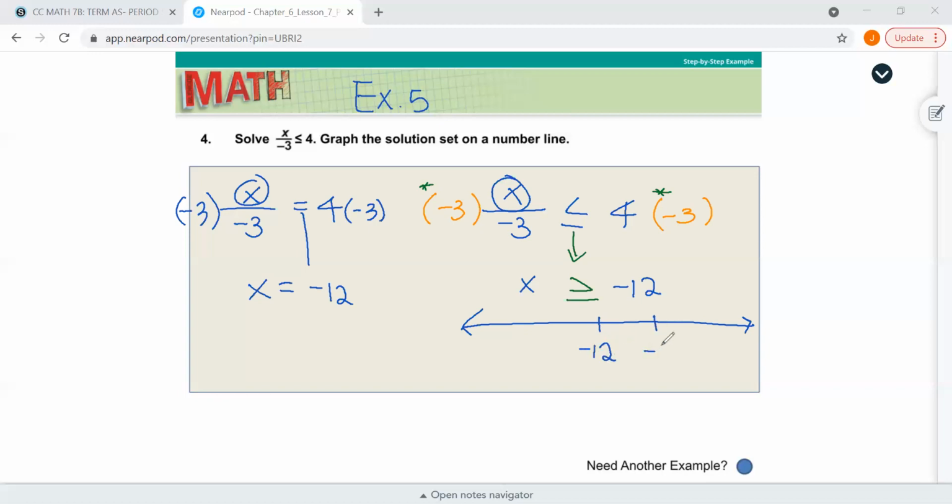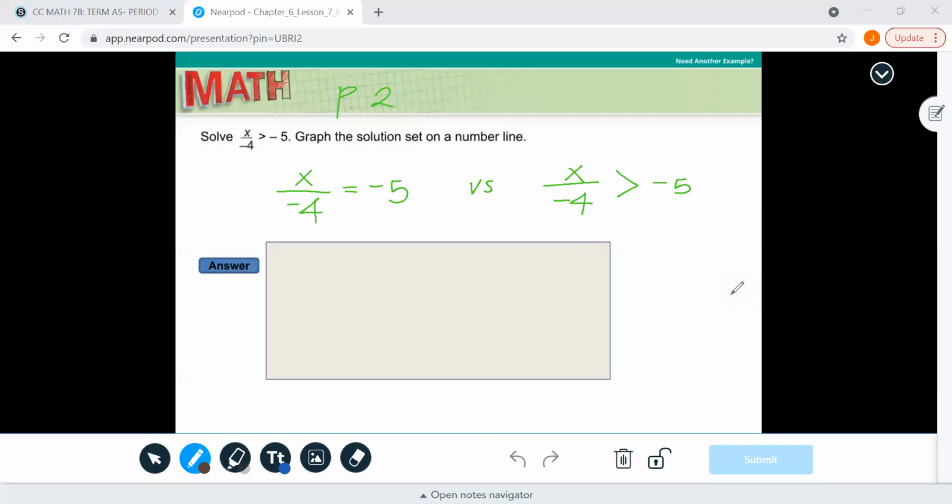-12, -11, -13. So we're going to bubble in a closed circle because we have equal sign. So -12 is one of the solutions and X has to be greater than or equal to. So -11 is greater than -12. So you have to shade the right side of -12, okay? So let's take a look at this together.